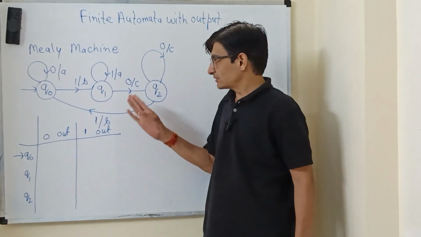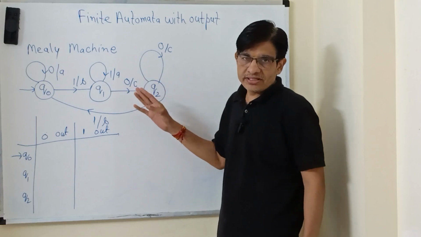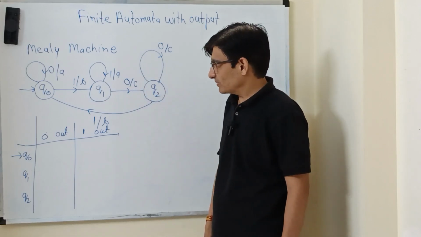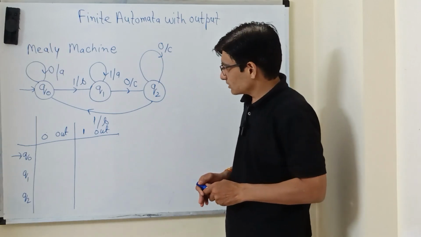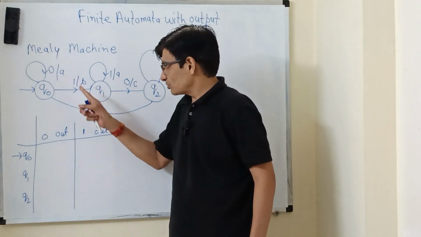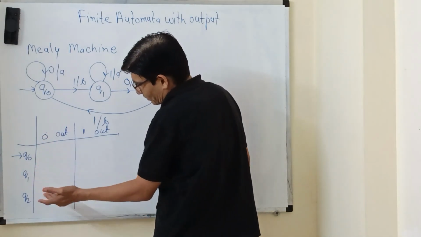So friends, this is the example of a Mealy machine. As I told you, with every transition of the machine, an output symbol is associated. We can convert this particular Mealy machine into tabular form also.